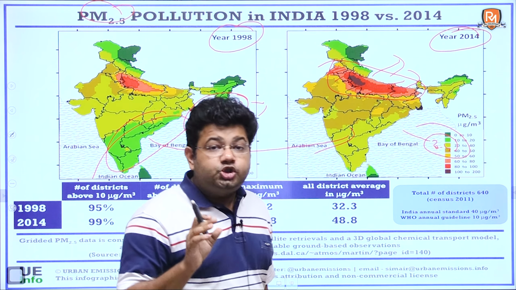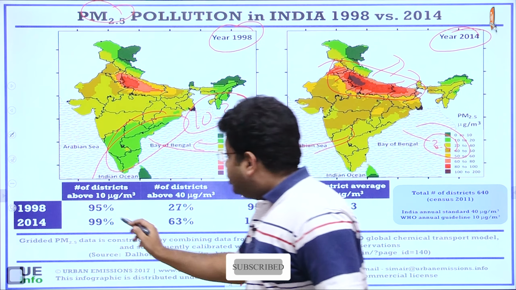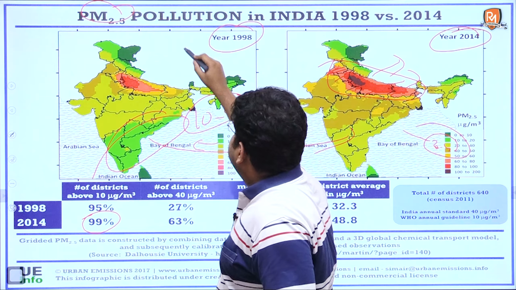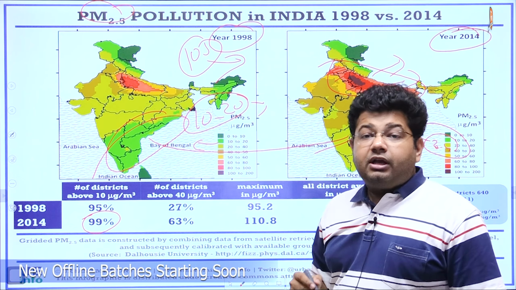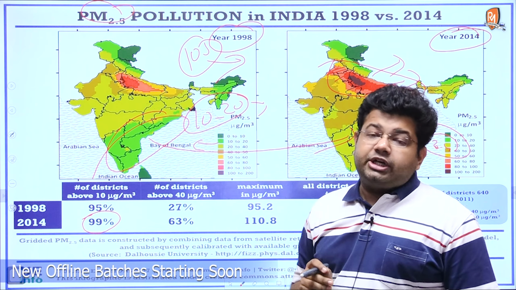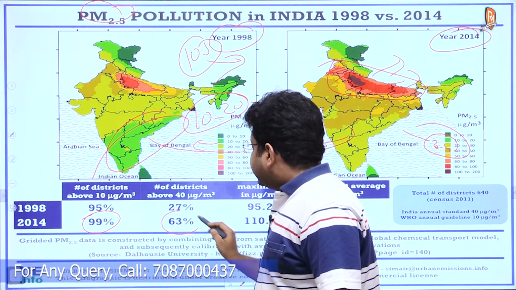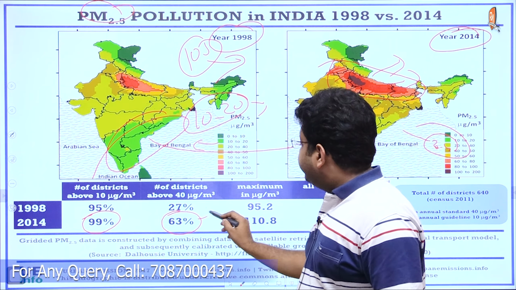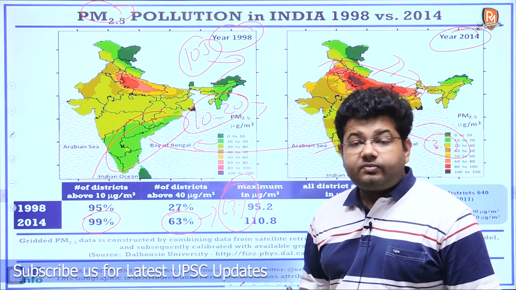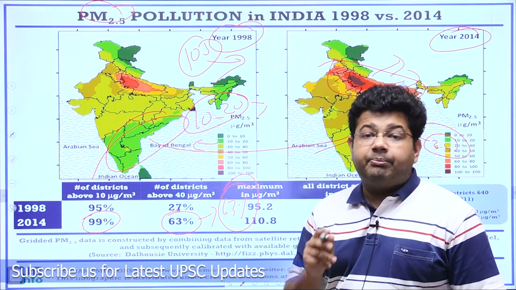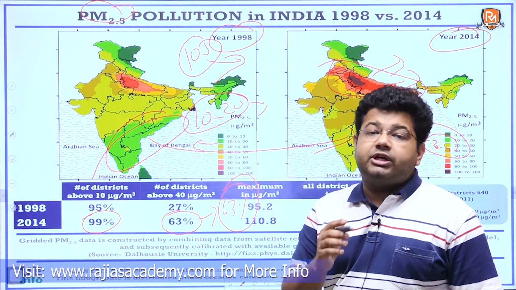If we are to judge with respect to the WHO standard of air quality, today all the districts, that is 100% of India's districts, will fall below the proper air quality as per WHO's estimates, whereas as per India's own estimates, 63% of India's districts would be below breathable air or the apt amount of air quality that one requires.